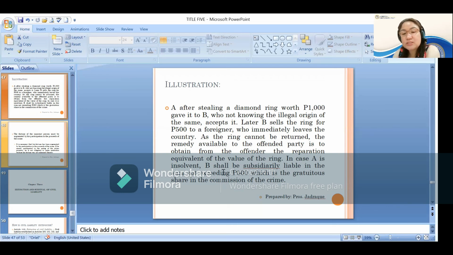So if you notice here, this person referred to in Article 111 can only be made to restitute if the offender in the criminal case is insolvent. He will be subsidiarily liable in cases of insolvency of the offender in the criminal case.